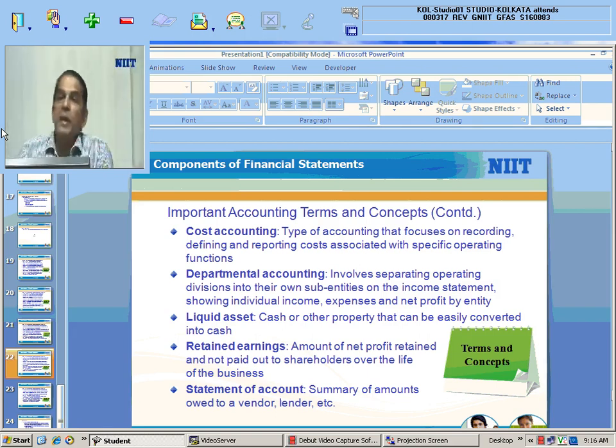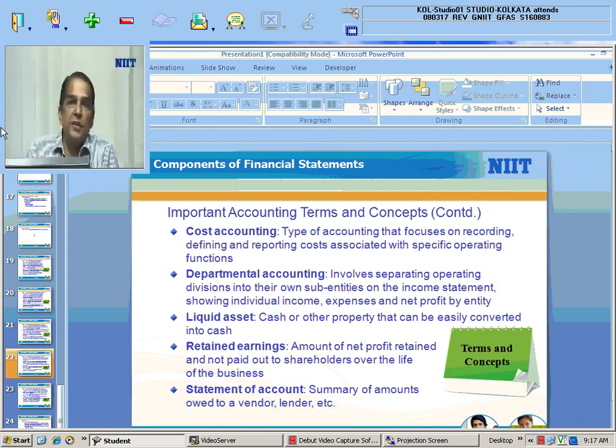So when a company has several divisions or departments, the income statement, individual income, expenses and net profit for each of these divisions or departments can be separately accounted for. That is called departmental accounting. Let's take the case of a company like L&T Limited. Say it has an engineering division, a construction division, a project division. So various divisions are within this company, L&T Limited.